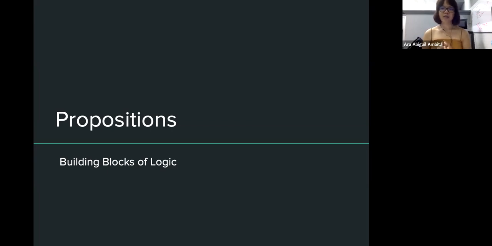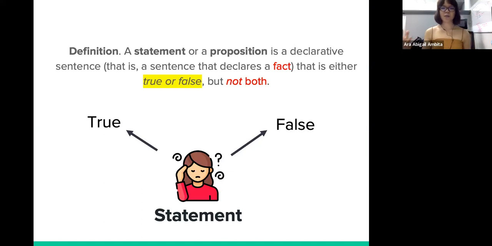So for today, our main topic is about propositions. Propositions are the building blocks of logic. But what are propositions? Okay, so let's proceed. When we say a proposition or a statement, we refer to something that is declarative. That is a sentence that declares a fact. And from the word fact, you can verify whether it is true or false. And the fact can never be both true and false. So it has only one truth value.